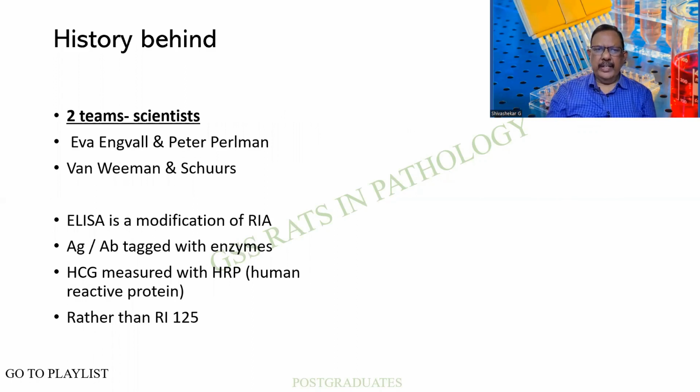There are two teams of scientists in the history behind this: Engvall and Perlmann, and Van Weemen and Schuurs. These two sets of people have led to the evolution of the ELISA, and probably the other techniques are to follow. It is a modified form of radioimmunoassay. So, radioimmunoassay by itself is a question, chemiluminescence is a question, ELISA is a question. So, we shall be having a fundamental of it. I shall be covering the others in the days to come.